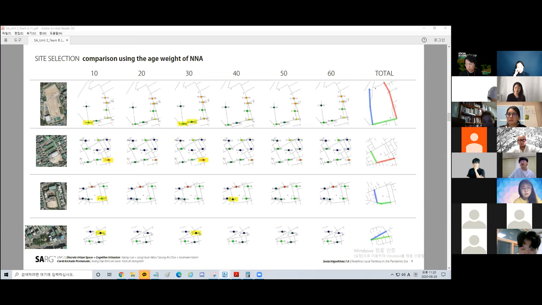By the way, we can see the highlighted values that show the difference between several ages. I think it will also be interesting to reflect this age-specific demand, but we could not cover it in our project this time.